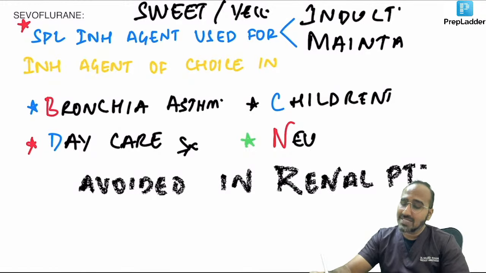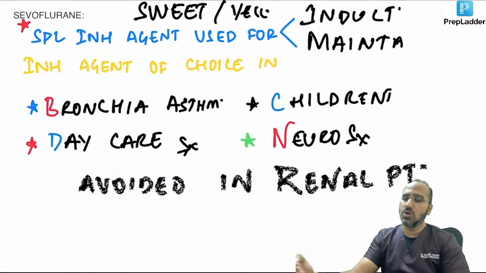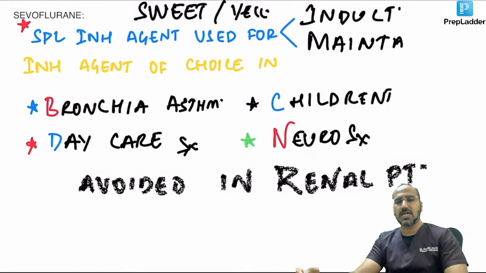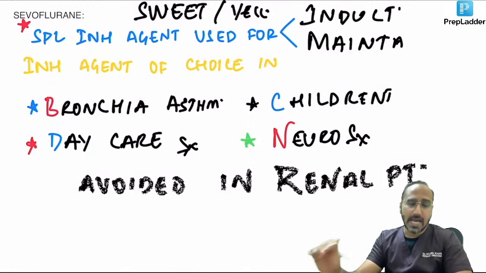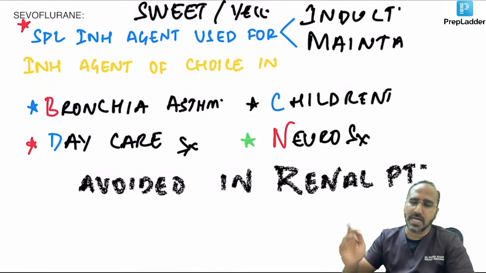Next, Sevo is the inhalational agent of choice for neurosurgeries. Previously, isoflurane was used for neurosurgeries, but better than iso is Sevo. Okay. Iso is the second best. It's not that iso cannot be used. Iso is the second best. But sevoflurane should be avoided in renal patients.